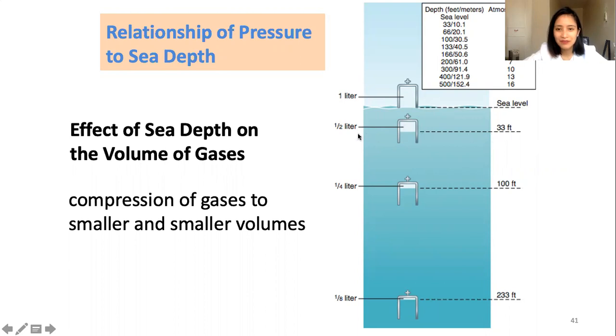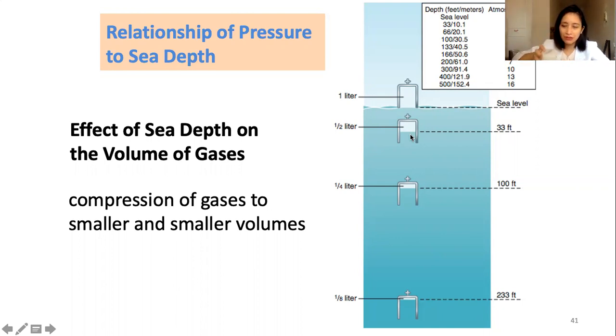So at 33 feet, let's say you have a container with air inside and you put it in water, that's 1 atmosphere. If you press down and air is still inside, the air is compressed to about a volume of 1/2 liter. And because of that compression, there's a smaller volume, there's greater pressure inside.